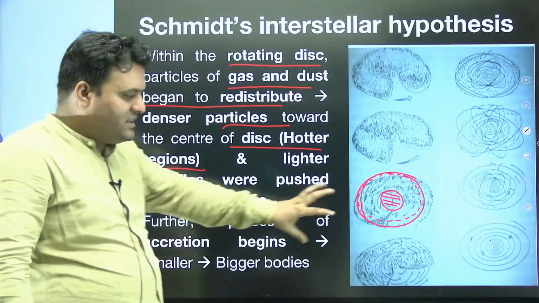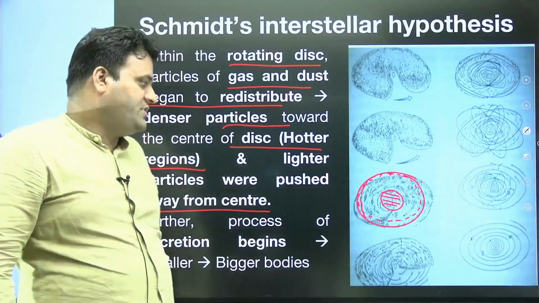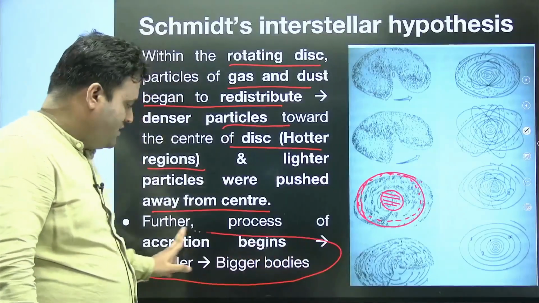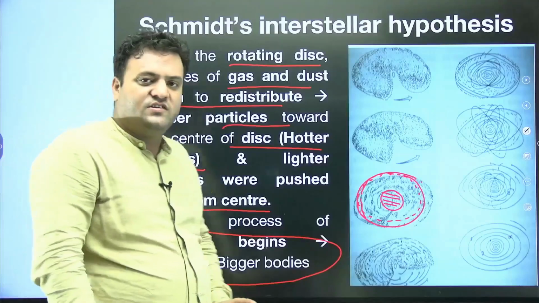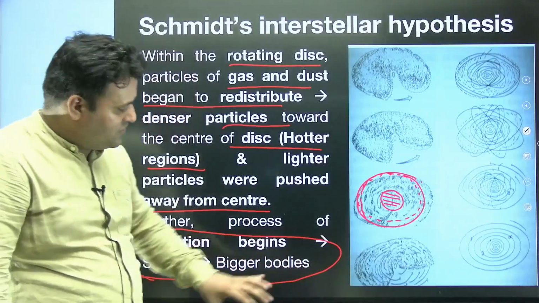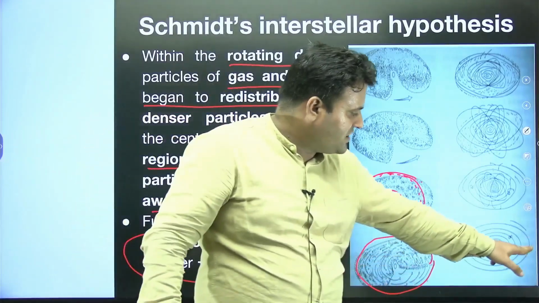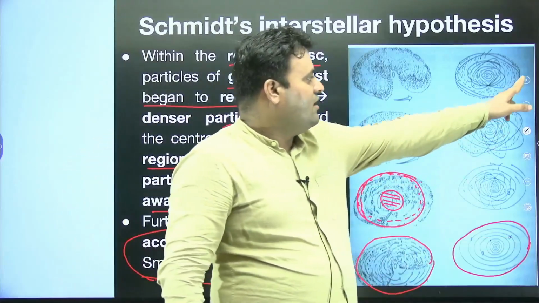Now the further process of accretion, meaning collision and thickening towards each other, happened, and as a result the smaller bodies were combined together. As a result of this, bigger bodies emerged. So here we have the process of accretion, and as a result of accretion, there was further proper orbiting around the sun.